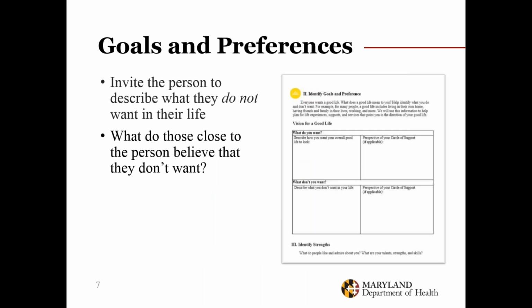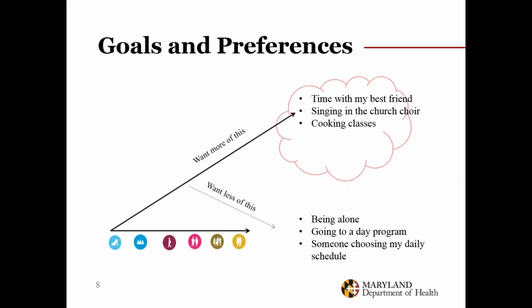Invite the person to describe what they do not want in their life as well. What do those close to the person believe they don't want? It's a careful balance to make sure that you've heard from both the person and their circle of support. When documenting what a person does not want, make sure to include the feedback from those that know them well. Be sensitive, as sometimes it may be challenging to say what's not working in the presence of support members.